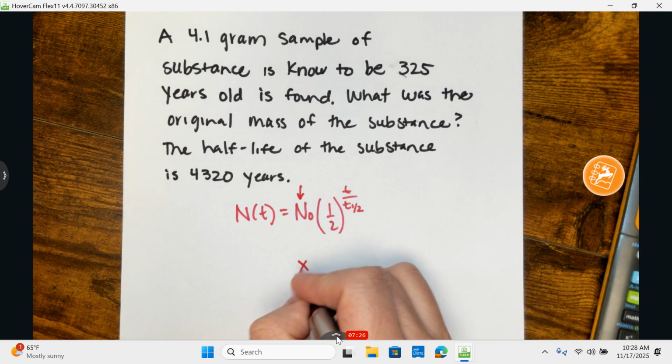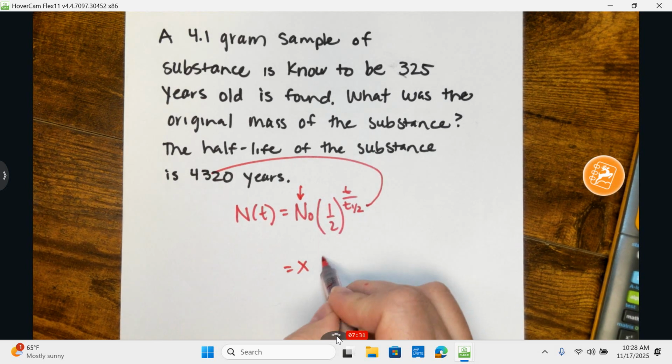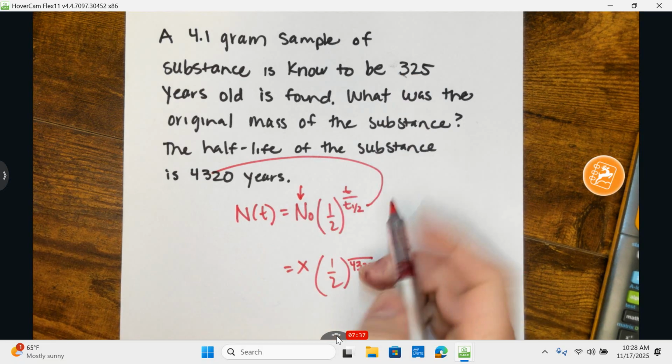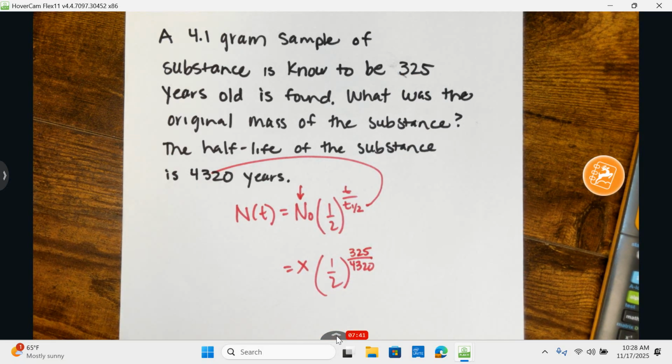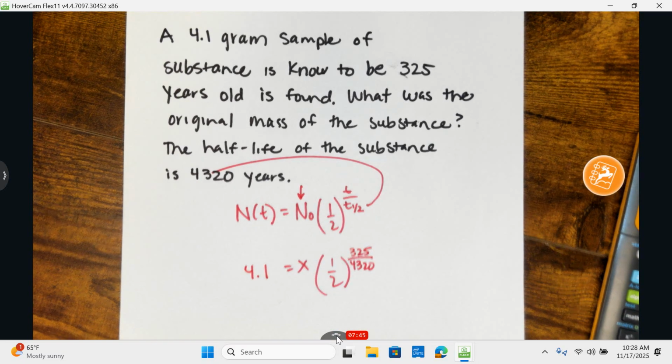I don't know that. We know the half-life, so we know the half-life. The half-life is 4,320 years. It's found, so the time that has elapsed is 320, and when it's found, at this point, the amount remaining is 4.1 grams.